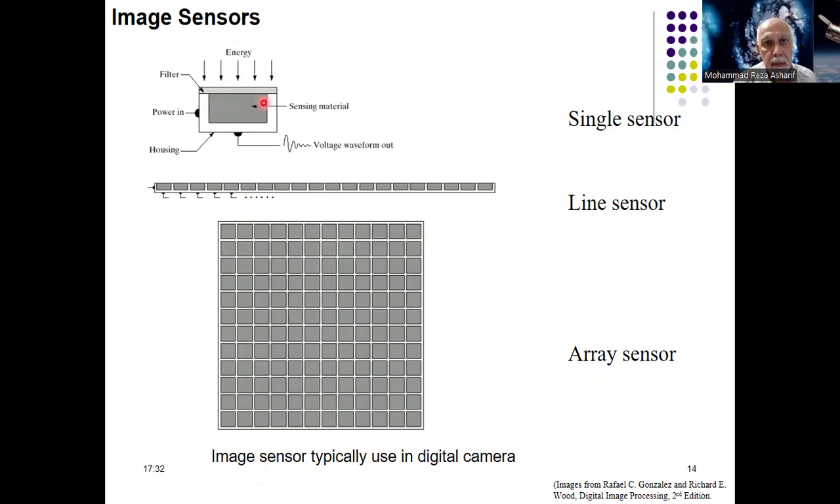energy is here, the filter and power and sensing, and then there is voltage here. So in a digital camera, what happens is one cell is here, so it is an array of cells like this, an image sensor. This is a single sensor, this is a line sensor, and this is an array sensor. This image sensor is typically used in a digital camera. You can see the more expensive camera has a higher array sensor and the number of cells is larger.